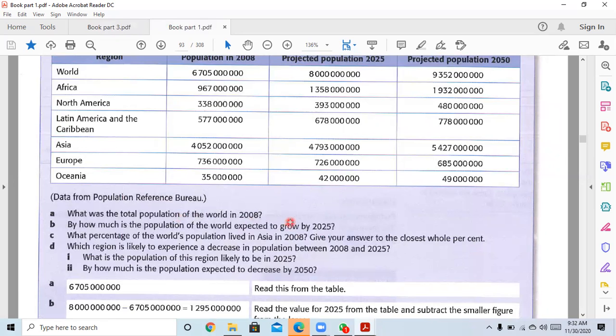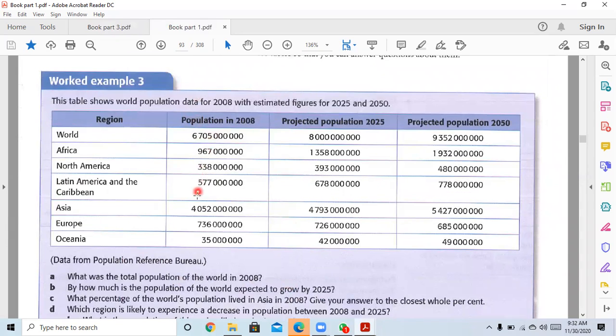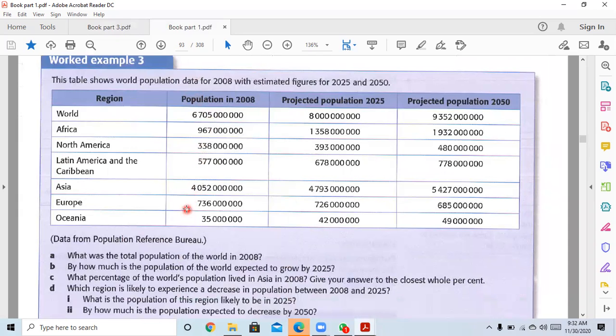What is the total population of the world in 2008? You can add all these numbers and mention it here. That's it. By how much is the population of the world expected to grow by 2025? You can add and mention it here. What is the percentage of the world population living in Asia in 2008? So for Asia you need to find the percentage, so you divide it by 100. Okay, so you will get the percentage.